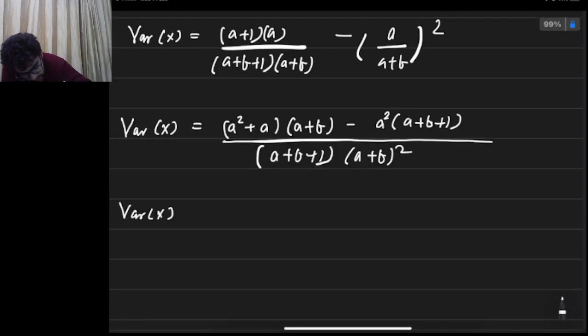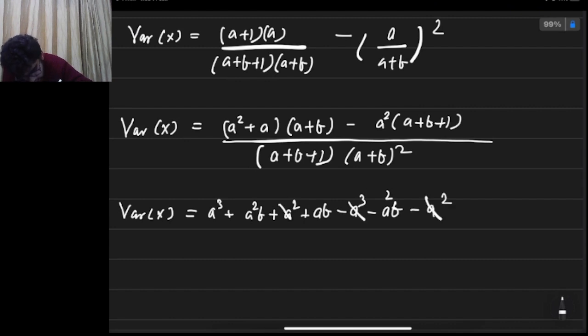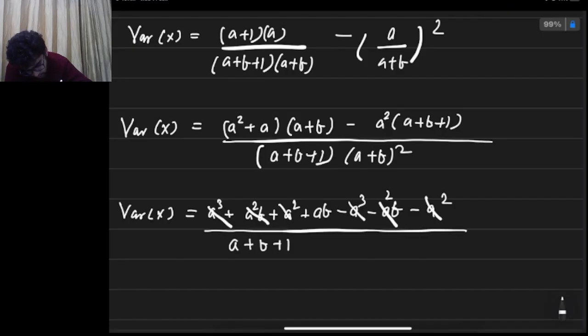Variance of x then becomes a cube plus a square b plus a cube plus a square b plus a square plus ab, minus a cube minus a square b minus a square. The a cube terms and the a square b terms cancel. So I'm left with ab in the numerator and a plus b plus 1 into a plus b whole square in the denominator. I think I've made some mistake, but let's just see.